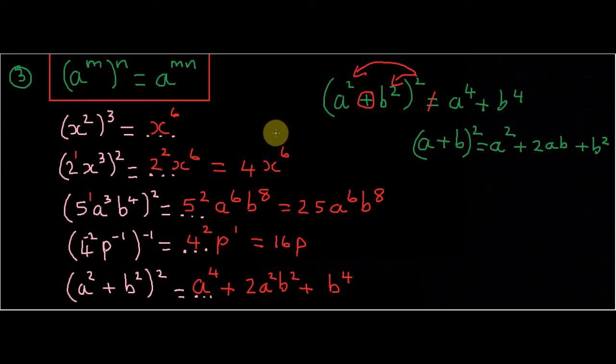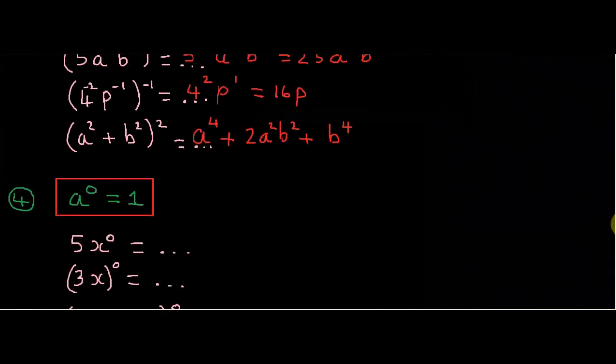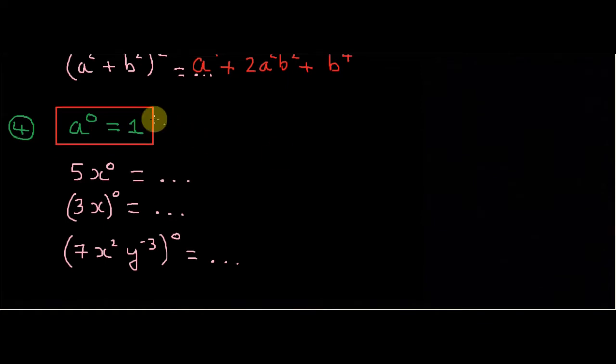We now come to the fourth law, or rule of exponents. And it says that anything raised to the power 0 is 1. So a to the power 0 is 1. Please try these 3 questions before looking at the answers.